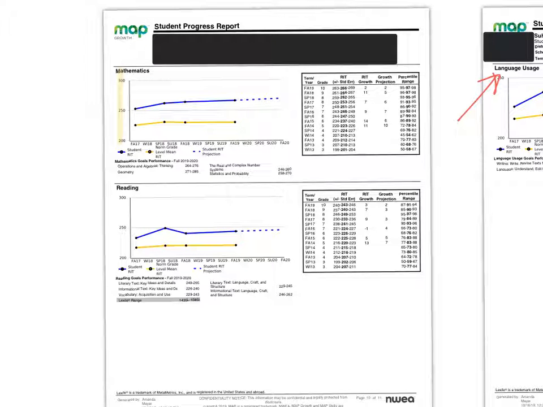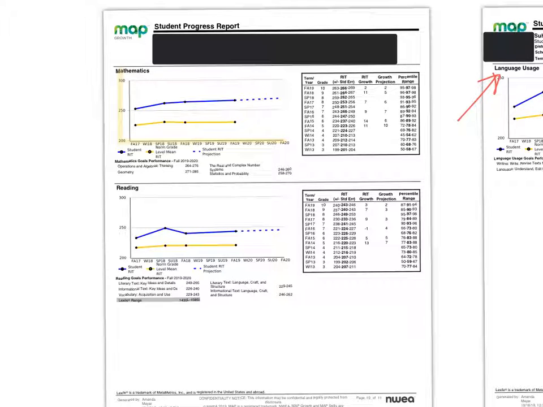The horizontal axis tells you what season the test was taken in. So FA represents fall and 17 represents the year 2017. You can also see there's winter, spring, and summer represented as seasons. APIS tests students with the MAP test using both the fall and the spring seasons. So you'll see data points for multiple seasons for students who have been here for a while.